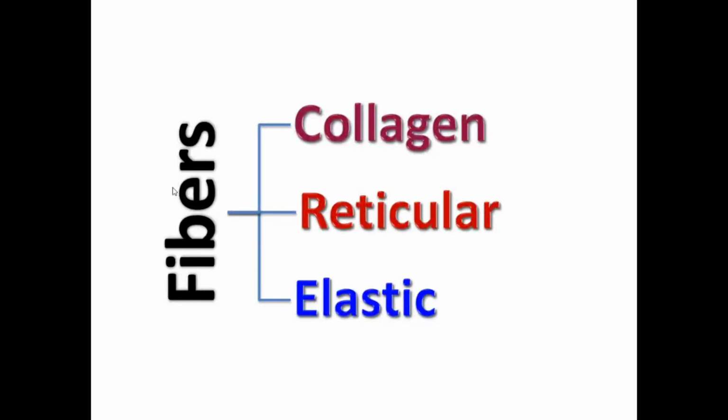Here in this slide we have the second component of connective tissue. As you remember, the first component was the cell, which I explained, and here we have the fibers, the second component of connective tissue. We have three types of fibers in connective tissue. The first one is collagen, the second one is reticular fiber, and the third one is the elastic fiber.